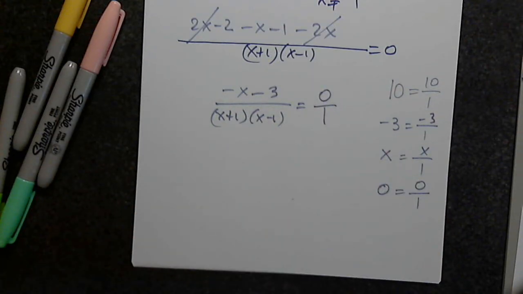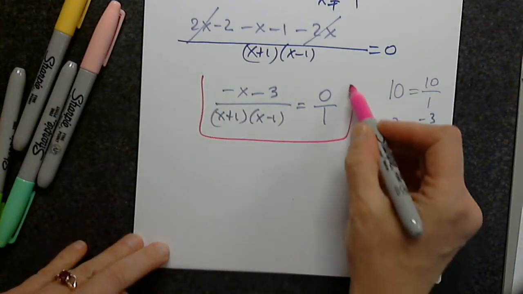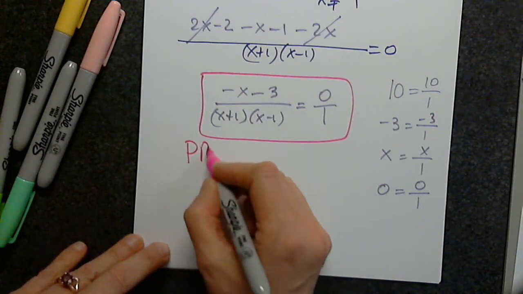So the right-hand side, it doesn't matter. It's the same thing. 0 or 0 over 1 is still 0. If I have $0 and I want to share it with one person, how much will you get? 0. So -x minus 3 over the denominator equals 0 over 1. Exactly. So this is a very important type of rational equation called a proportion.